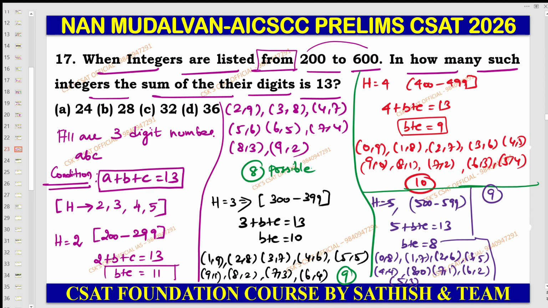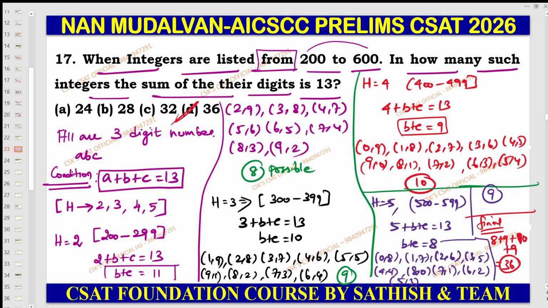Right. So therefore what is the final? So find out the final. That's it. What is the final? 8 plus 9 plus 9, 8 plus 9 plus 10 plus 9. So therefore 18, 28, 36. D is the right answer.